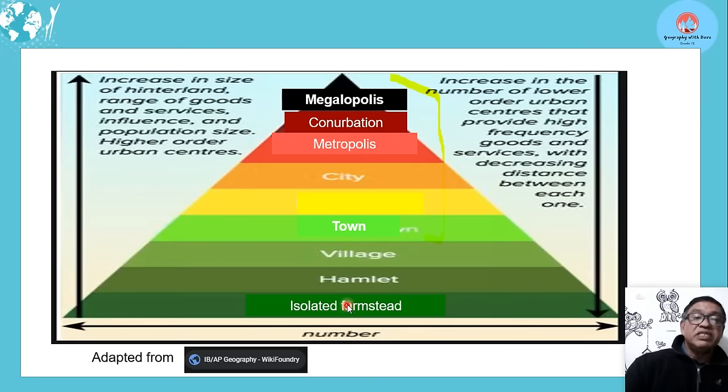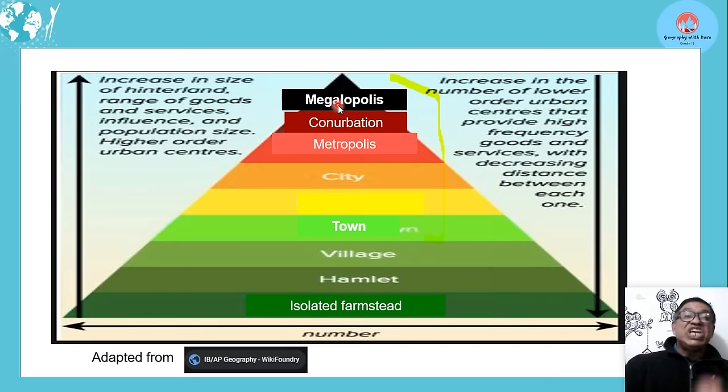The number of settlements from there to there decreases. But also we notice as we move up, the size of the settlement increases, meaning that a hamlet is much smaller than a megalopolis. The order of services and functions increases. There must be just low order services and functions at the bottom. It gets higher and higher as we move up. The population size increases as we go from here, with a few people, to millions of people living here.